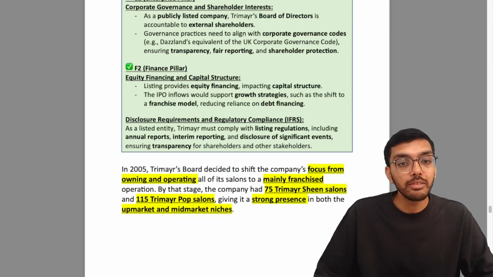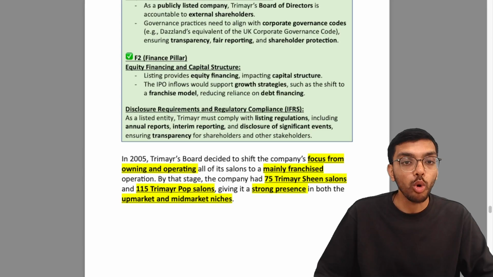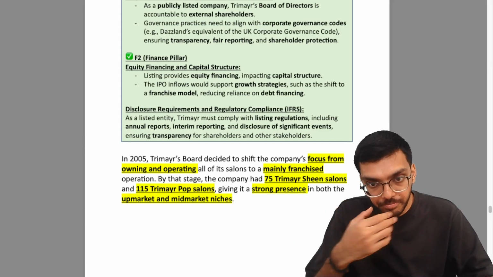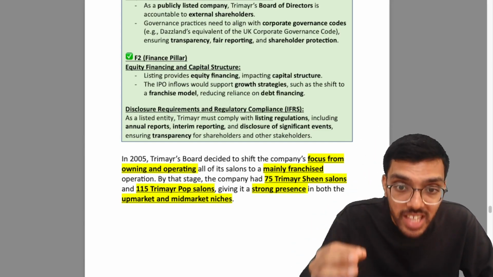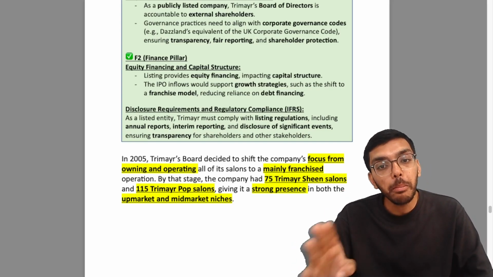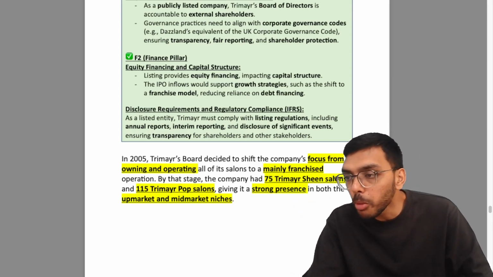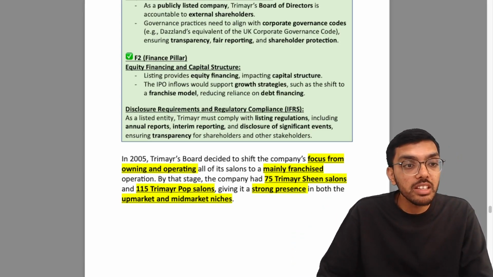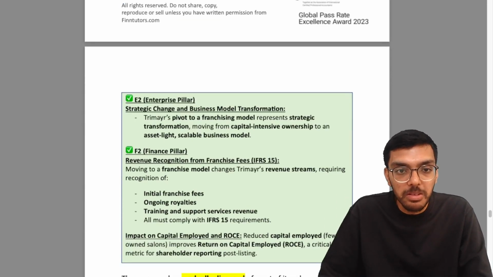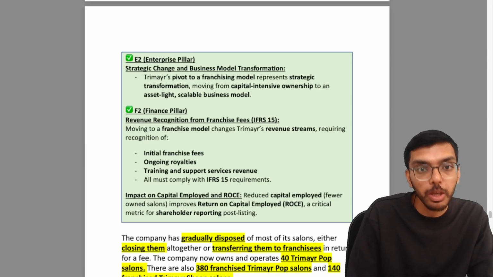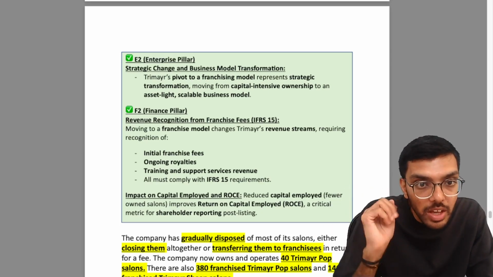In 2005, Trimayr's board decided to shift the company's focus from owning and operating all of its salons to a mainly franchised operation. By that stage, the company had 75 Trimayr Sheen salons and 115 Trimayr Pop salons, giving it a strong presence in both niches. Then the company decided to do something new, innovative, drastic, and move to the franchisee model. So strategic change comes into the picture over here, because we changed our strategy altogether.